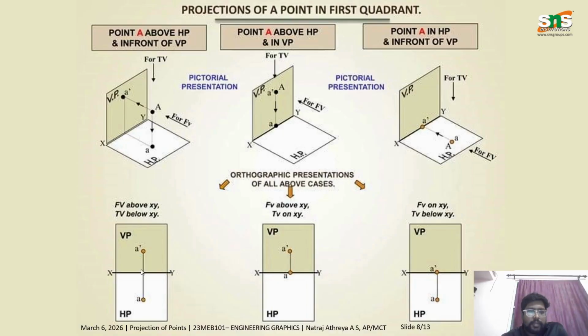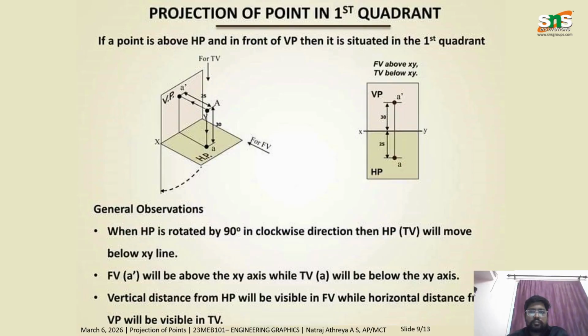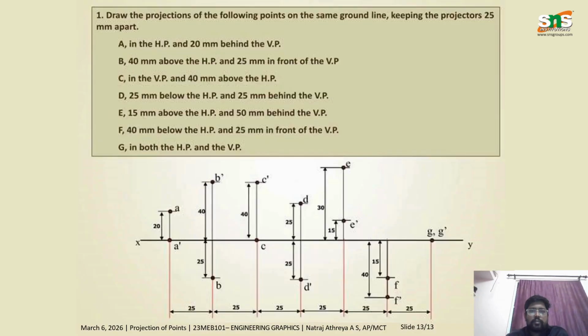In front of VP becomes this way, and this is above HP, so it is represented this way. So point A is above HP and in front of VP. Front view is represented this way, and above HP is represented here. So we'll move on a little bit to see problems.